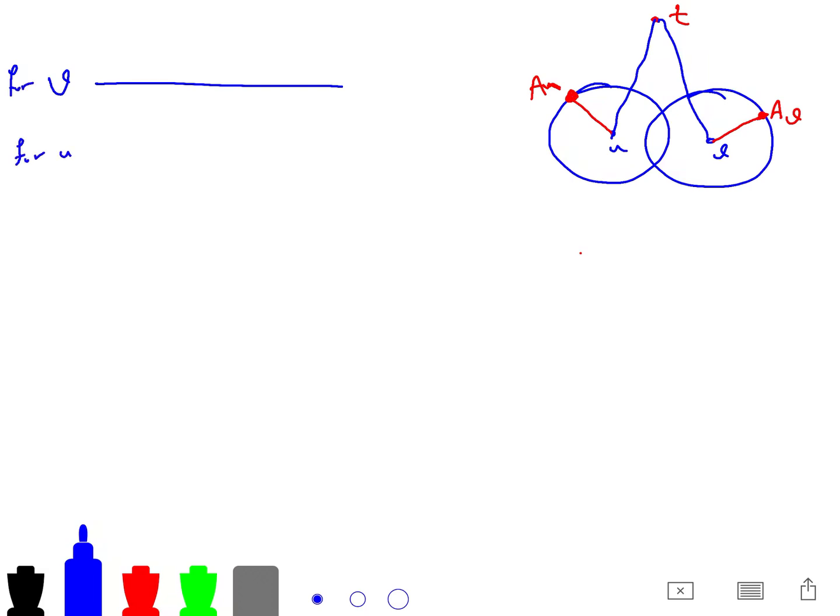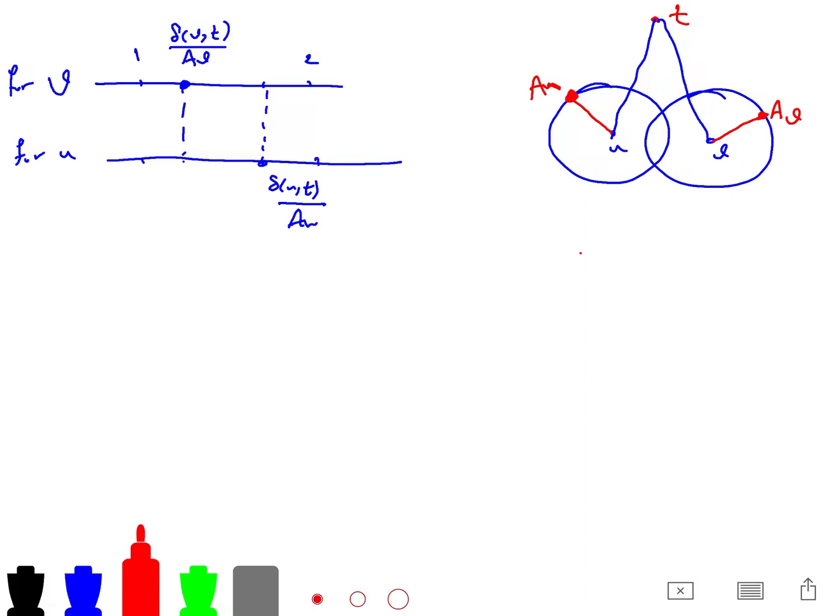So for V, we can observe that. For U, we can observe this. That going from 1 to 2, if alpha is such that, for example, this point, assume, is delta(V, T) divided by AV. And this point is delta(U, T) divided by AU. So if you go this way, you see you want to reduce the probability.